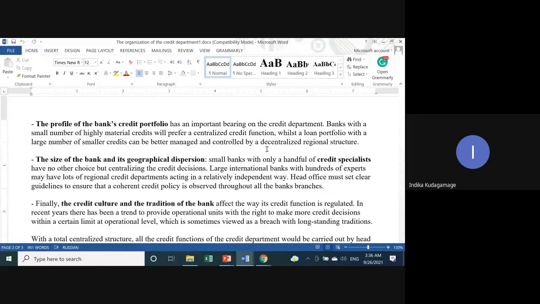But look at HSBC. Centrally, they will give you the credit policies, but each region operates autonomously. Like our Sri Lanka is operated through the Indian regional office. Currently, I don't know, I think it is the Indian regional office. So within the guidelines, they will have their autonomy to operate. Credit culture and the tradition of the bank affect the way the credit function is regulated. Sometimes when the credit culture is strict and value driven, everything tends to centralize with more controls.